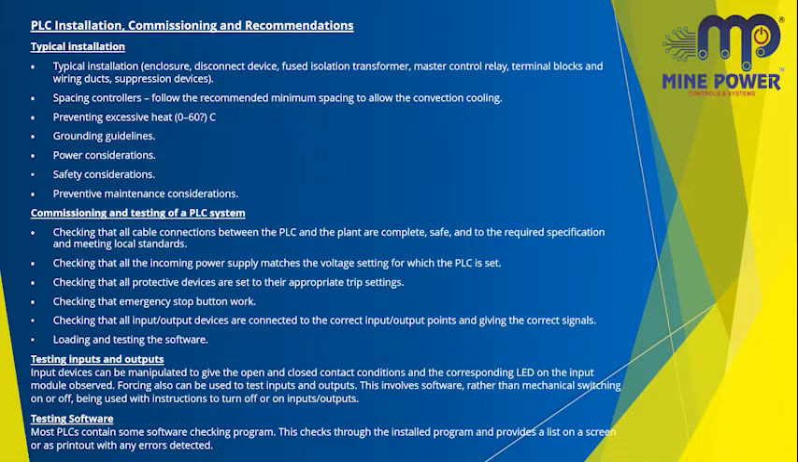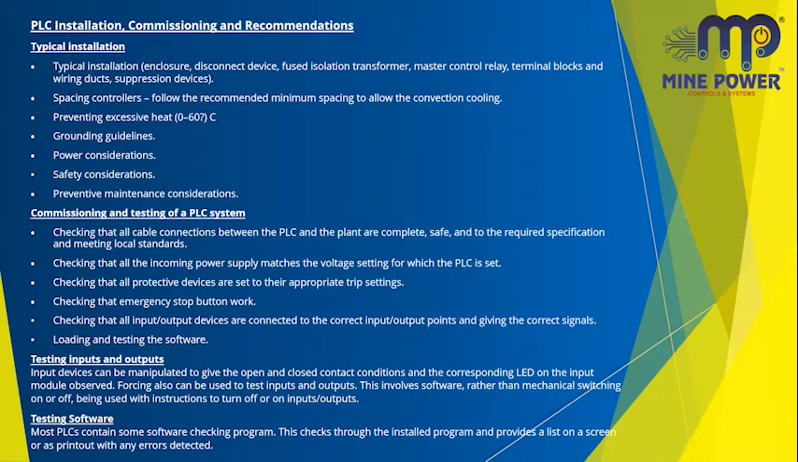The PLC installation, commissioning, and recommendation. Typical installation: PLC installation is a very simple thing. We need an enclosure, disconnect device, fused isolation transformer, master control relay, terminal blocks, wiring ducts, and suppression devices. These things are consumables. Choose the panel: which type of panel we need, which size. For example, height 300, width 400, depth 210. This is the basic model of panel.